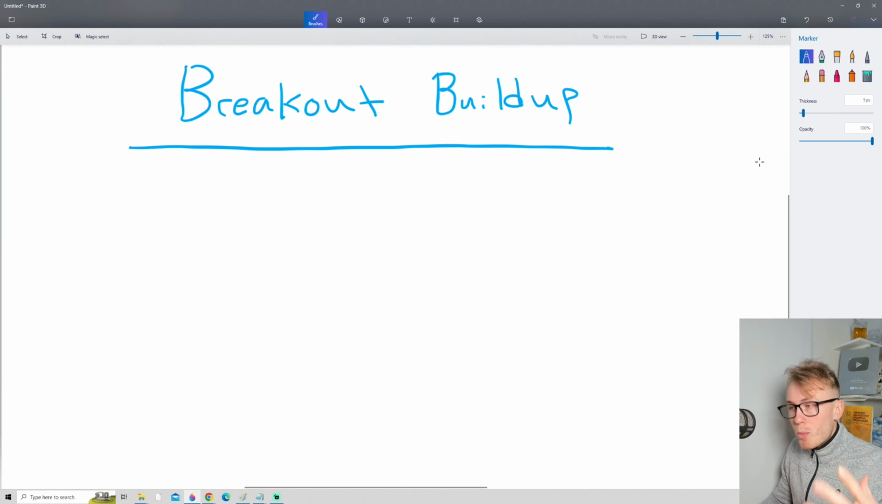But even if you are more of a trend trader, this is still a concept that can be super useful. And what do I mean by breakout buildups? Well, we have a few different structures here.